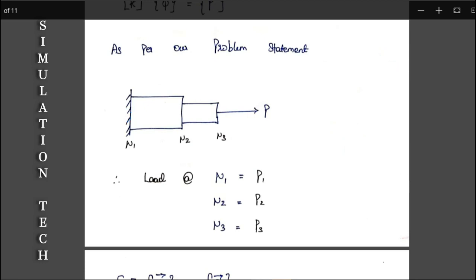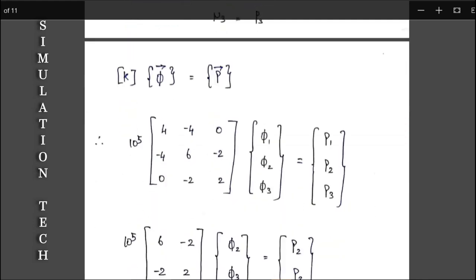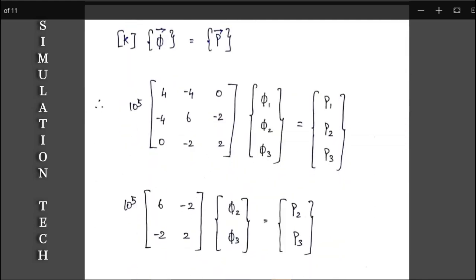We will clearly explain what the degrees of freedom are and what the boundary condition is in our upcoming session, so don't bother about it. According to that point, N1 is not able to move anywhere, so the force at N1 is obviously 0, but there is a force applied at N2 and N3, though we don't know that. There will definitely be forces there. K, phi vector and P vector. Okay, let us apply that value.